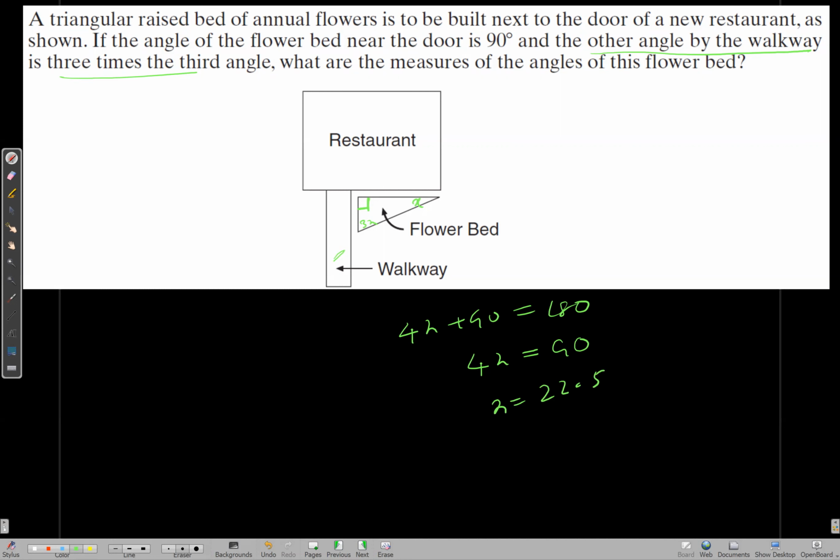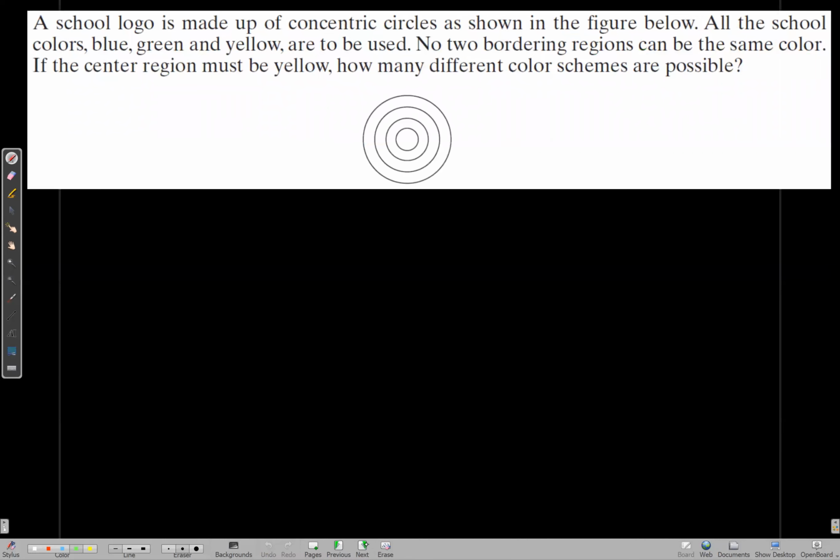What are the measures of the angles of this flower bed? And 3x, that is going to be this, and the other one 90. These 3. That's pretty easy.